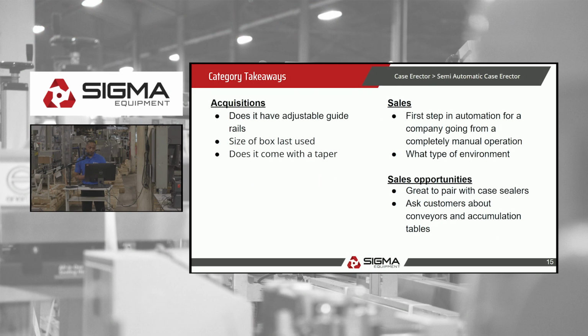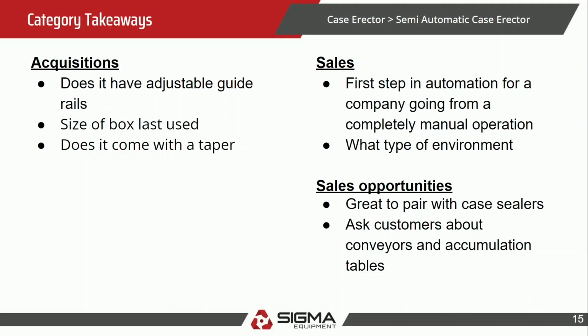So, category takeaways for acquisitions. Does it have adjustable side guide rails for different boxes? What was the size of the box last used? And does it come with a taper? For sales, this could be the first step in automation for a company going from a completely manual operation. Maybe they just landed a larger contract and they need a little bit of help with that production. What type of environment are they in?